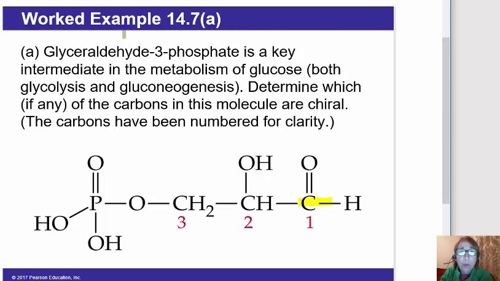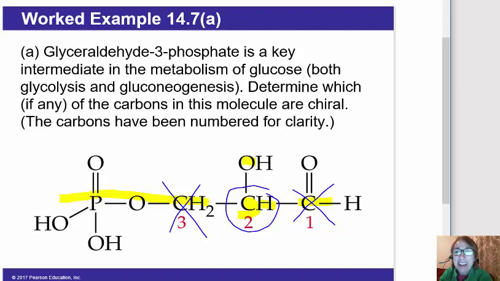Okay, so 1 is definitely not chiral because it's not tetrahedral. It has a double bond and only 3 substituents. 2 might be. It is tetrahedral, and it has an OH, a hydrogen, and this aldehyde group. So 4 different groups. So yeah, 2 is chiral. If we look at carbon 3, it is not chiral because it has 2 hydrogens bonded to it. So the only chiral carbon is 2. So if you got that right, give yourself a pat on the back.